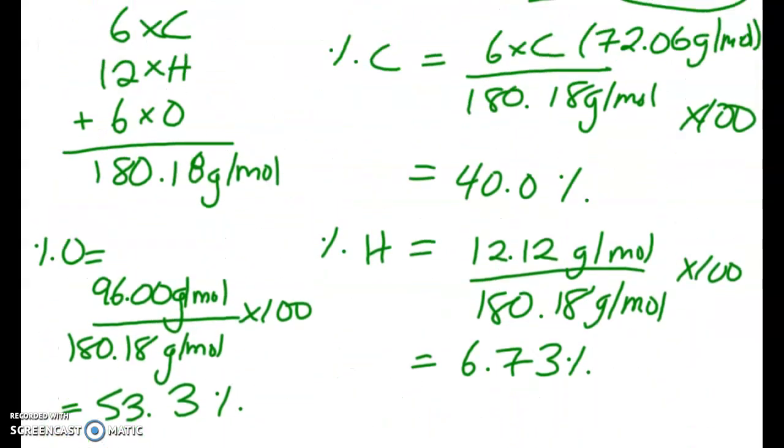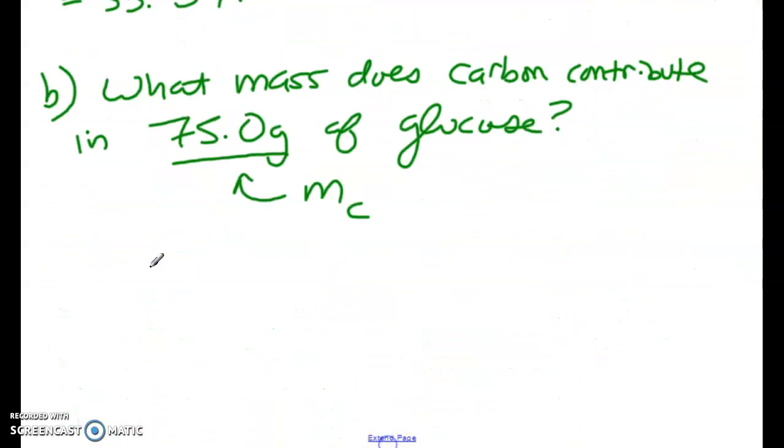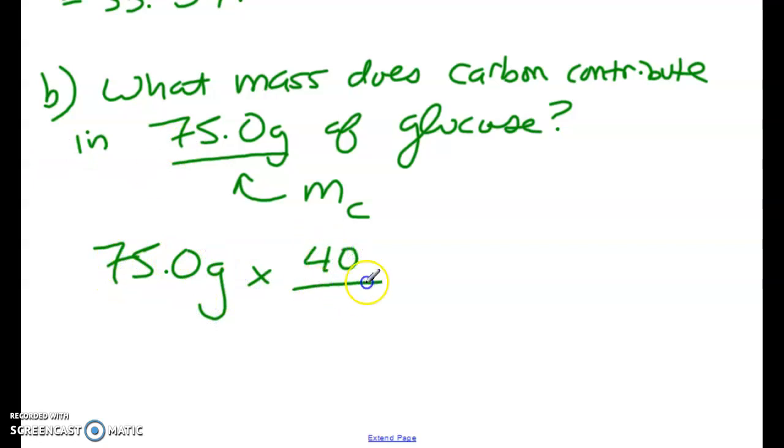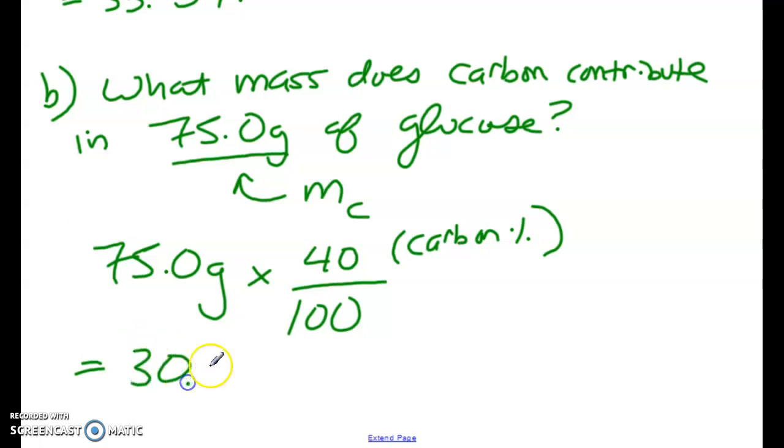Now, because we know the percent of carbon, we can actually apply this to any mass for glucose. Glucose is always 40% carbon by mass. So what we can do is we can take this value, 75 grams, and multiply it by 40 out of 100, which is essentially our carbon percentage. So 75.0 times 40 divided by 100, we get here 30 grams.